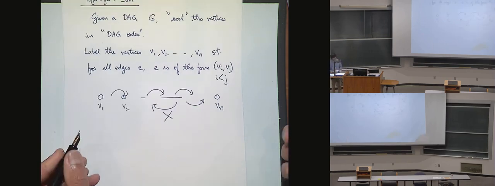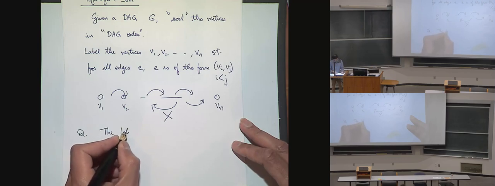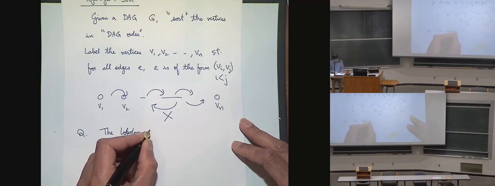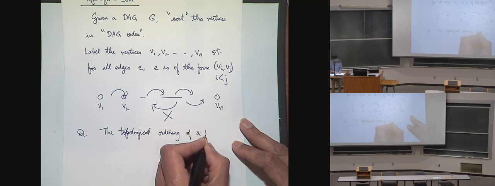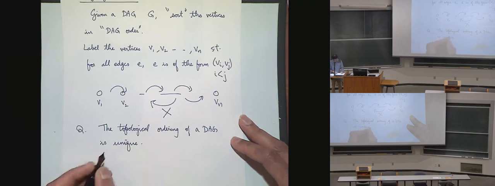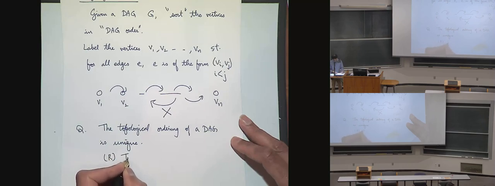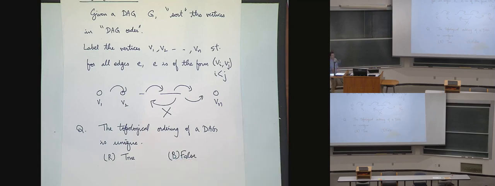Let me first ask a couple questions. The topological ordering of a DAG is unique. True, false. What is the answer?